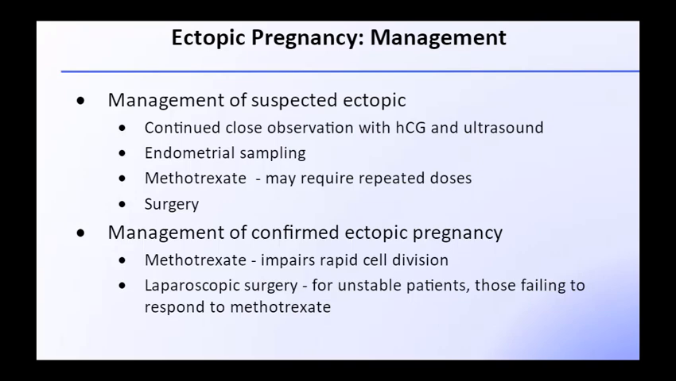Surgery can be avoided in most cases, but is always indicated in the circumstance of an acutely unstable patient with a high likelihood of or a confirmed ectopic pregnancy. Women who have failed to respond to methotrexate may also require surgery. In these situations, laparoscopy is nearly always used to perform a salpingectomy or salpingostomy for removal of the ectopic pregnancy.